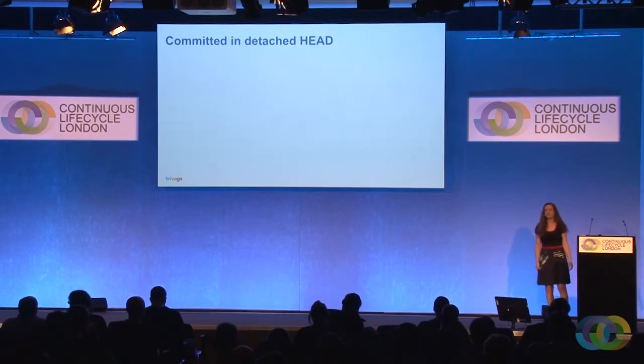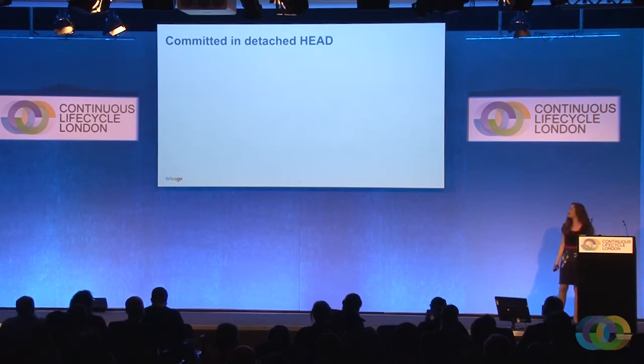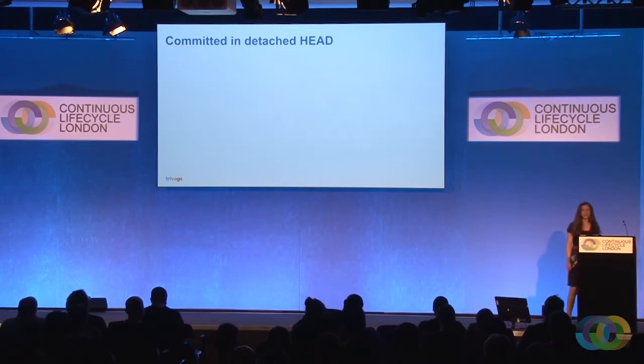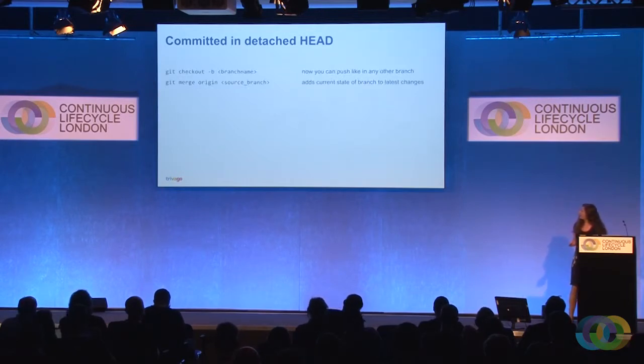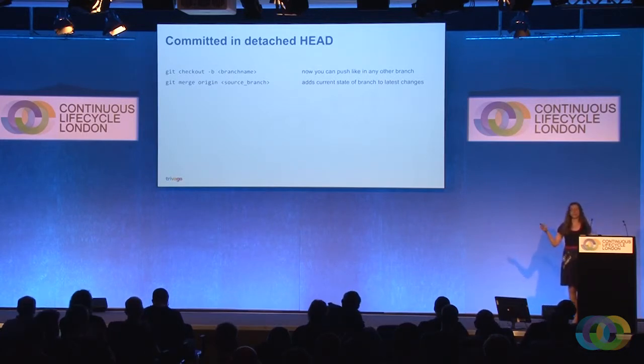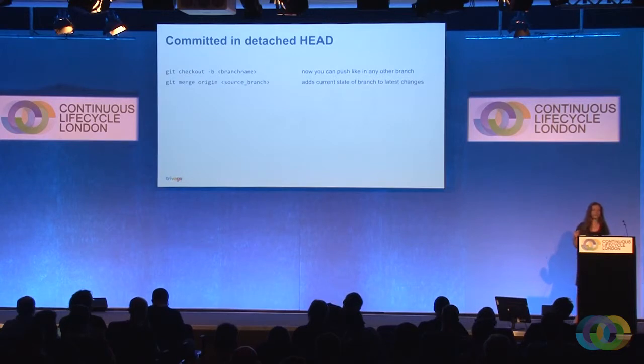Remember when we said that in detached head state you can look around and do things and commit, but you cannot push. Git will tell you, you can do everything, but you cannot push. But actually, you can create a new branch out of the detached head state with your commits, and then, of course, merge the actual status of origin into your branch, so you have everything up to date.